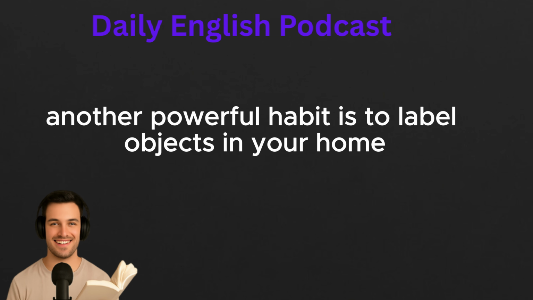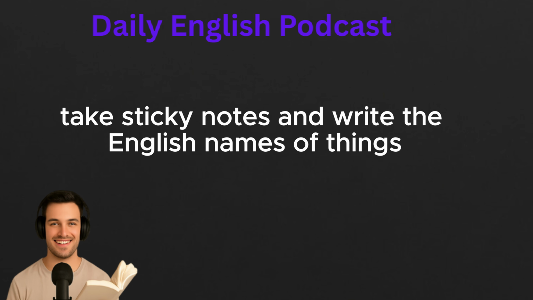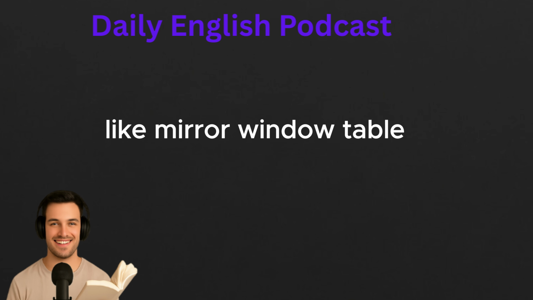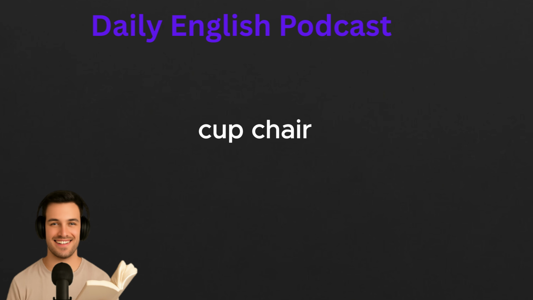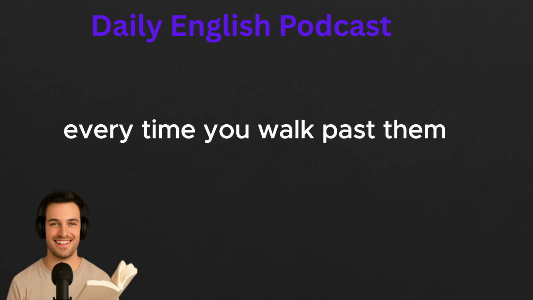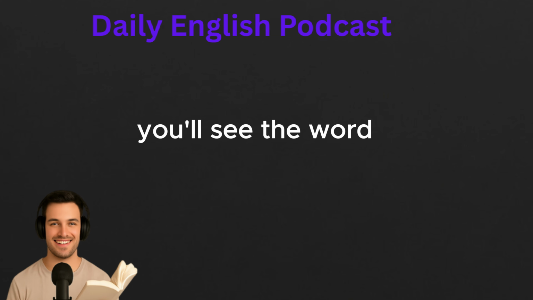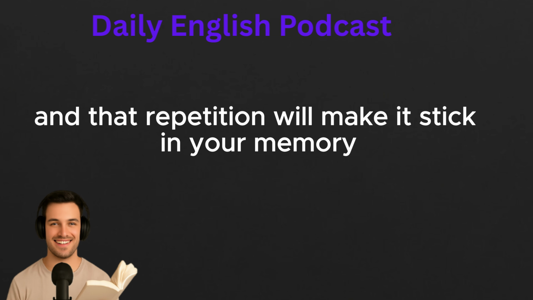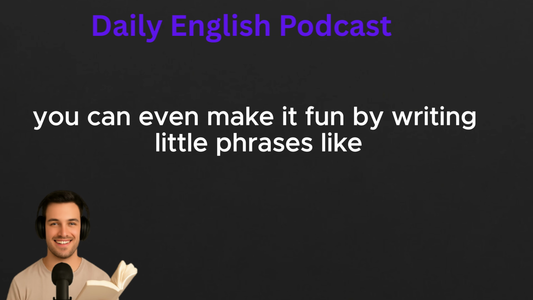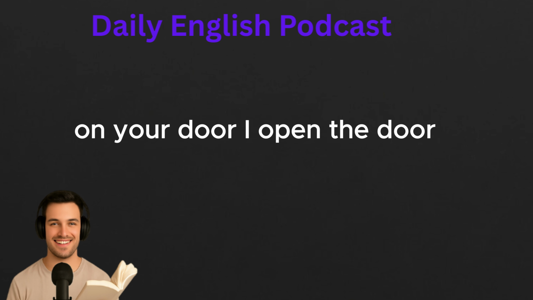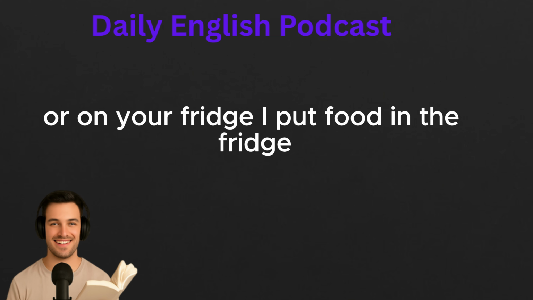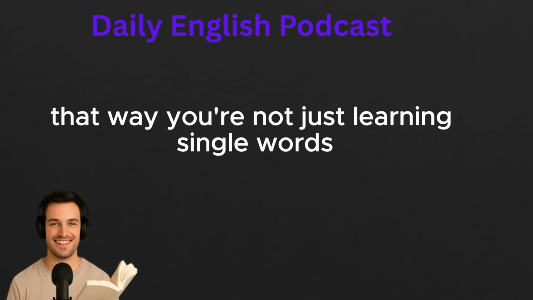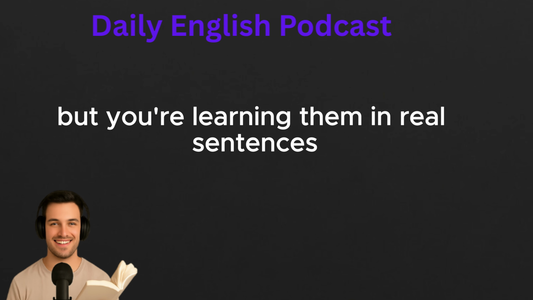Another powerful habit is to label objects in your home. Take sticky notes and write the English names of things like mirror, window, table, cup, chair. Every time you walk past them, you'll see the word, and that repetition will make it stick in your memory. You can even make it fun by writing little phrases, like on your door, I open the door, or on your fridge, I put food in the fridge. That way, you're not just learning single words, but you're learning them in real sentences.